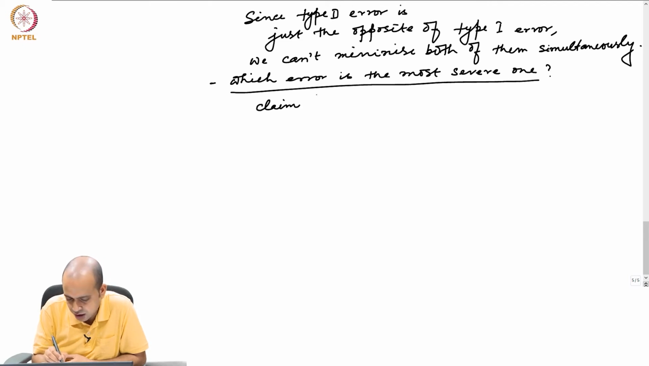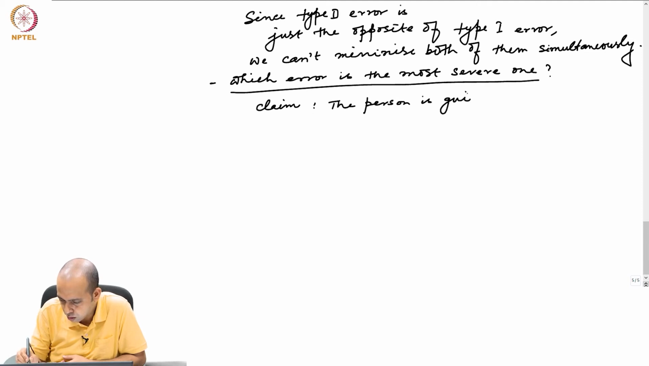So, you suspect him and now in the court you have to produce the guilty person, and then there would be a trial in the court and the judge will decide whether he is actually guilty or not. So, the person is caught. So, what is your claim? Your claim is that the person is guilty.